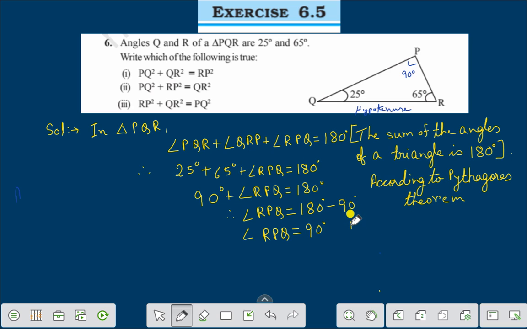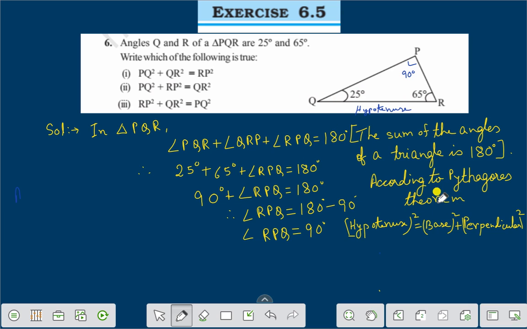hypotenuse square is equal to base square plus perpendicular square, right? Here the hypotenuse is QR, so QR square.